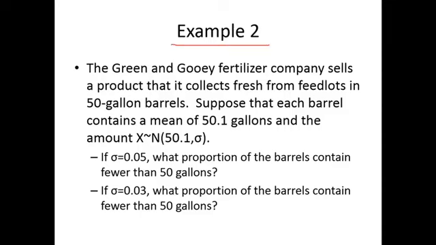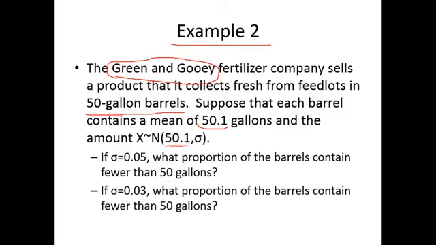Okay, example 2. The Green and Gooey Fertilizer Company sells a product it collects from feedlots in 50-gallon barrels. You call them 50-gallon barrels, but they're generous. Each barrel contains a mean of 50.1 gallons, and so if you're trying to always have at least 50 gallons in something, because of the variation, you're always going to have to put a little bit more in.